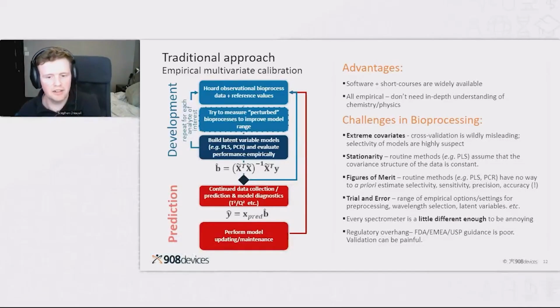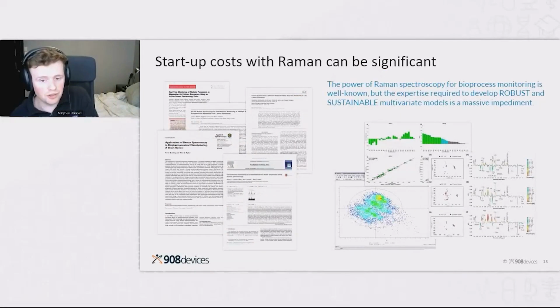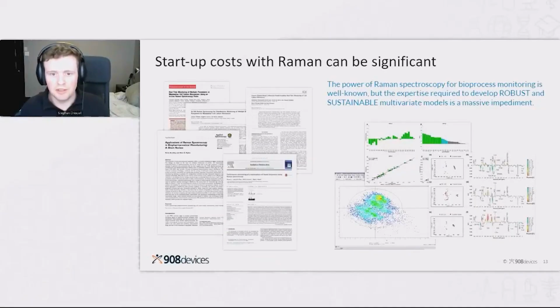And then finally, the regulatory overhang. The FDA guidance for multivariate models is super squishy, so trying to do validation with their guidance can be extremely painful with these models. So if you do choose to go this route, and plenty of companies still do, you need to pay a cost, and the cost is both in time and money.